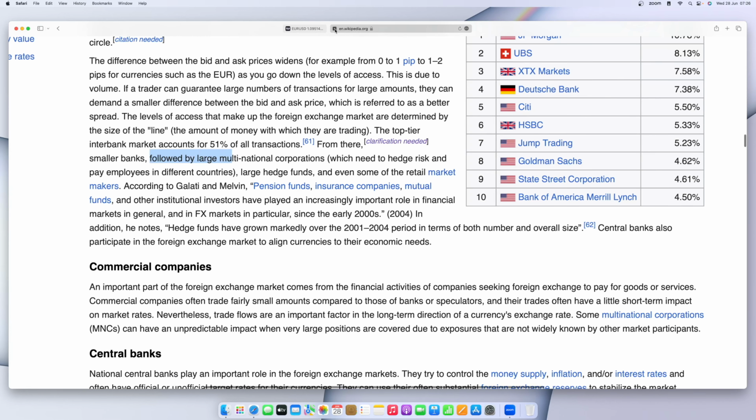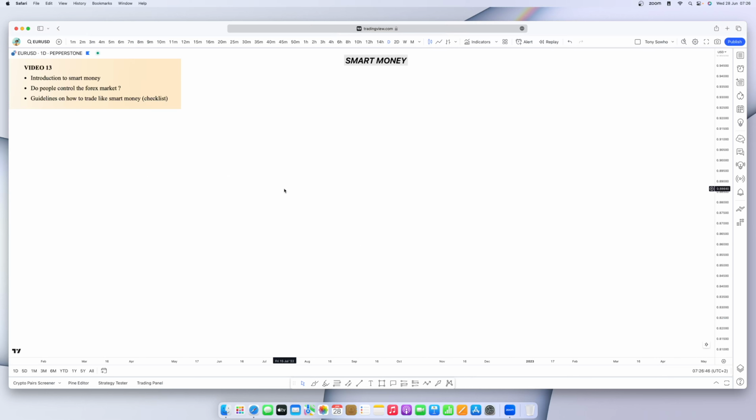Okay, definitely. Yeah. All right, so if you need more information, you can just go and read more about it. So now let's come back to our main screen here, and we're going to be looking at the third topic, which says guidelines on how to trade like smart money. So now I have shown you who smart money are, and that people do control the financial market. Now, these institutional traders, how do they trade?